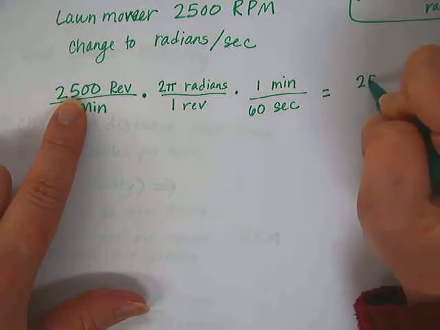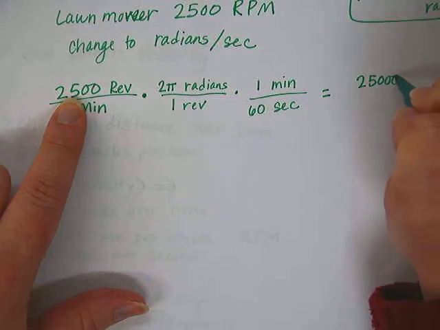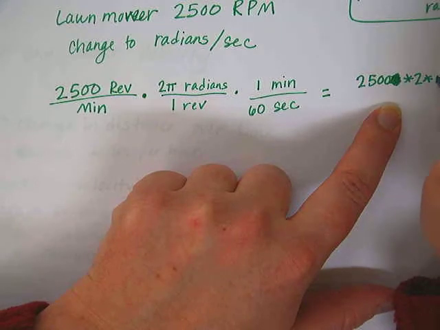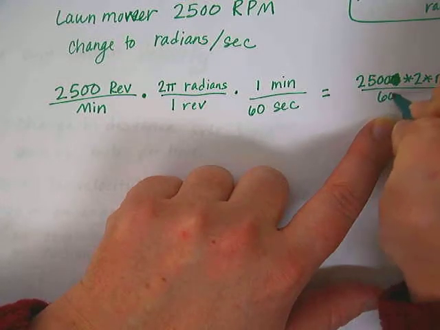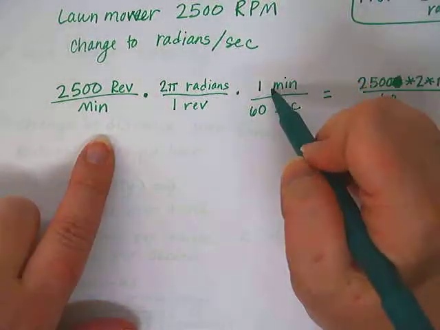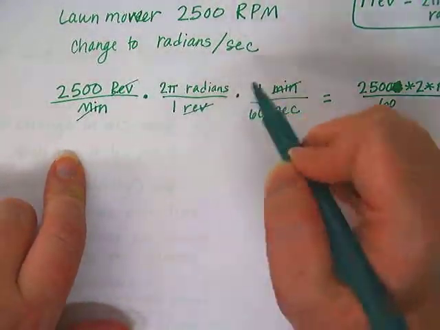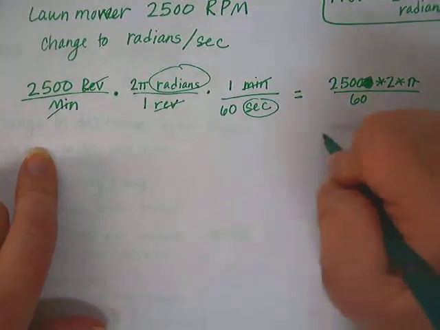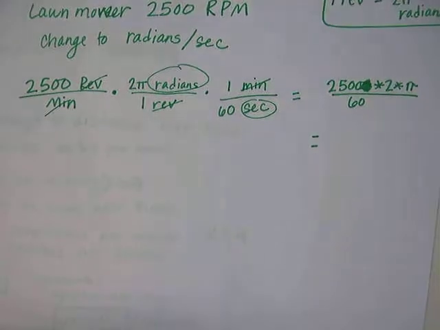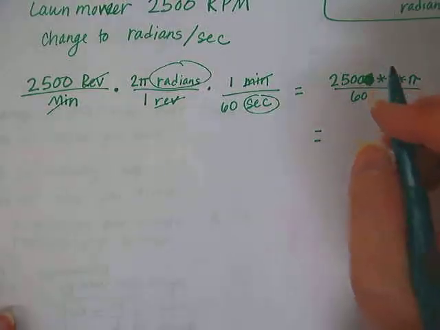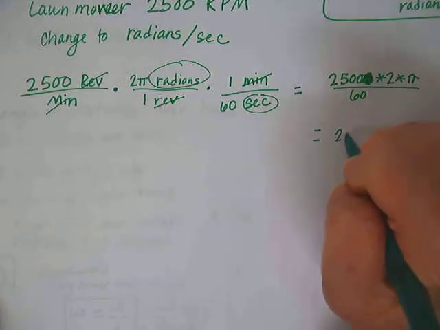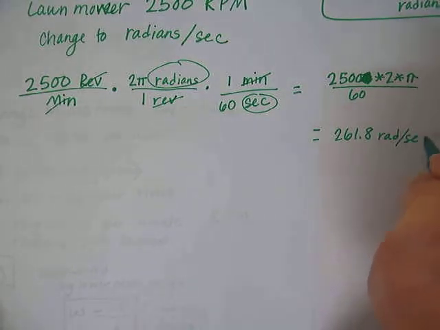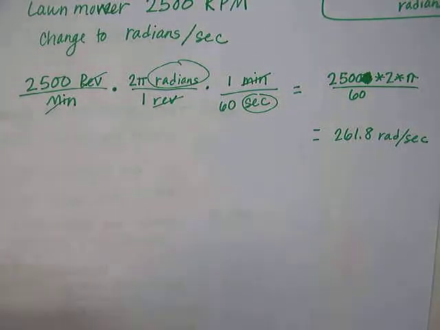So in your calculator, you're going to have to do 2,500, oops, that was too many zeros, times 2 times pi divided by 60. And our minutes cancel out, our revolutions cancel out, and we should be left with radians per second. Okay, so throw that in your calculator for me. 261? Okay. So 261.8 radians per second.